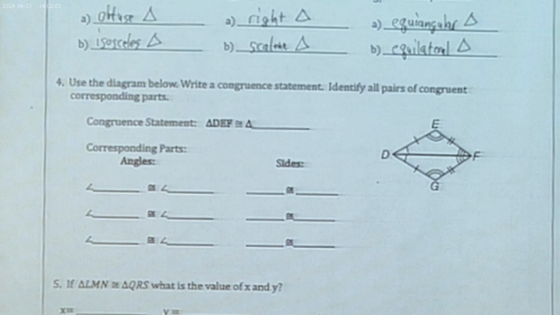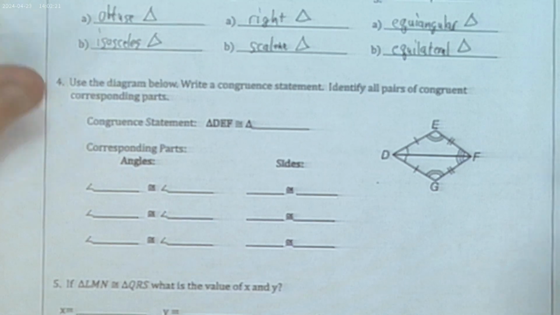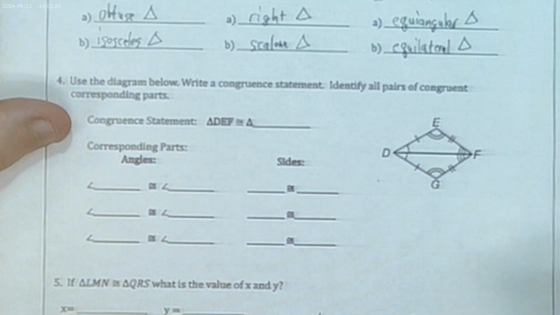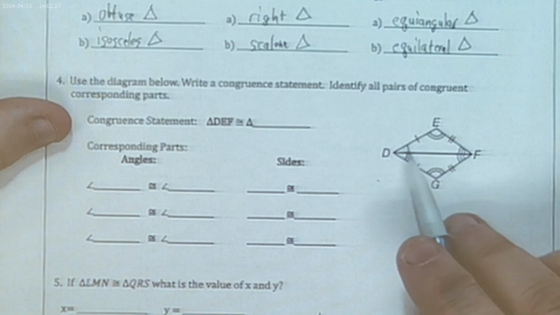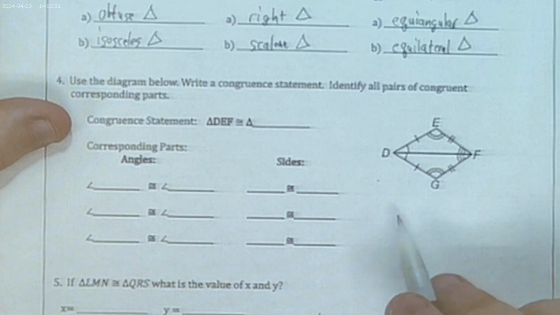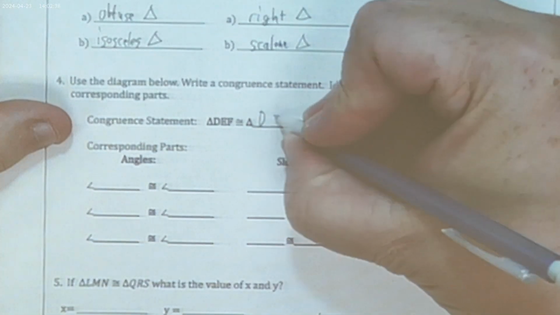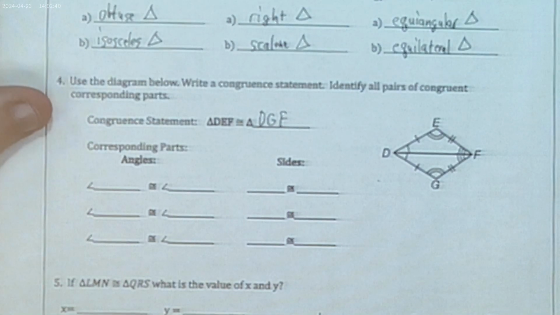Using the diagram below, write a congruent statement and then all pairs of congruent parts. Again, this goes back to what I was saying about the importance of being able to write a congruent statement, noting what parts are super important, and the order of the congruent statement as well. So triangle DEF. The first part is already written out for us. So DEF is going from reference angle 1 to 2 to 3. That's pretty straightforward. So DEF, and the other one would be D to G to F. That one's pretty good.